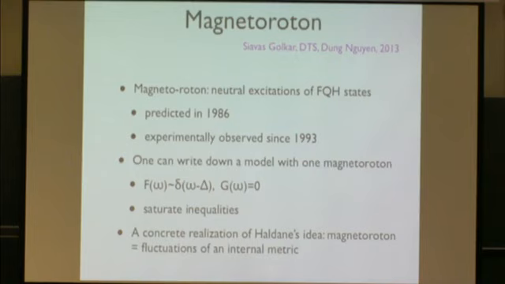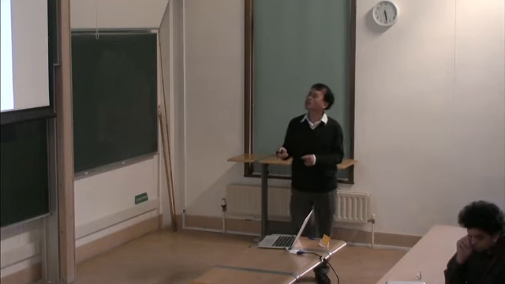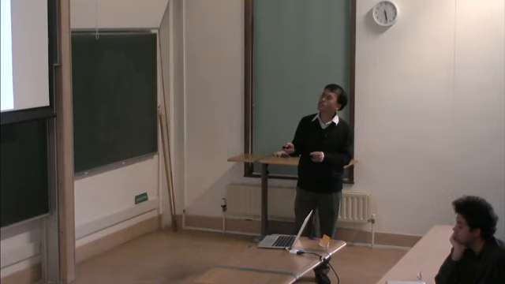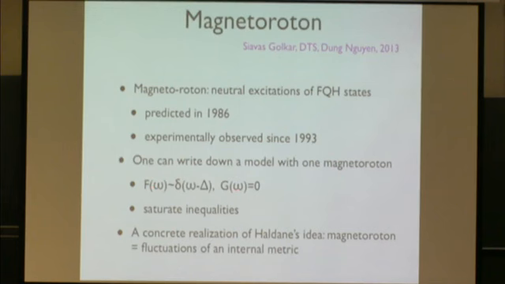We can write down a model in which the only massive state is the magnetoroton, and in this model, I'm sorry, this is not f and g, but one of the spectral densities rho is equal to a delta function, and the other rho is equal to 0, and that model saturates the inequalities. And it is a concrete realization of Haldane's idea that the magnetoroton is a fluctuation of internal metric.